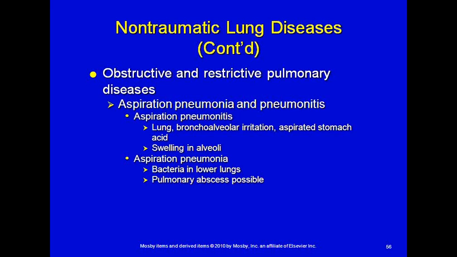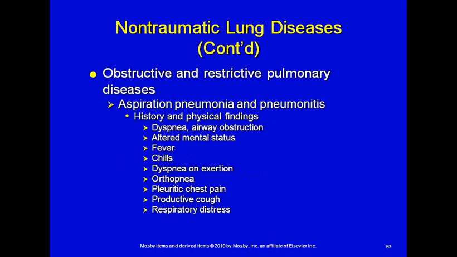With aspiration pneumonitis, you have lung and bronchoalveolar irritation from aspirated stomach acids. The alveoli swell and there's excessive mucus production. And with aspiration pneumonia, that's bacteria that settles in the lower lungs, may cause a pulmonary abscess and lead to a full-blown pneumonia.